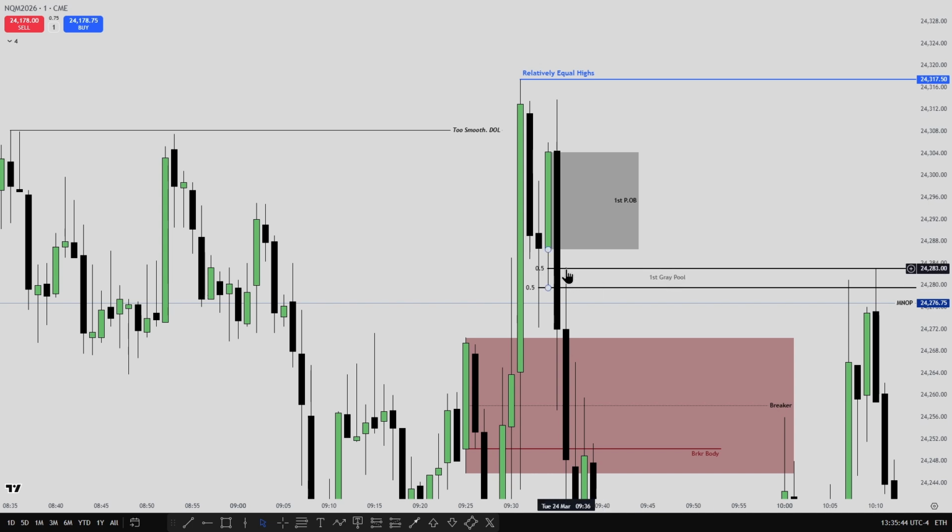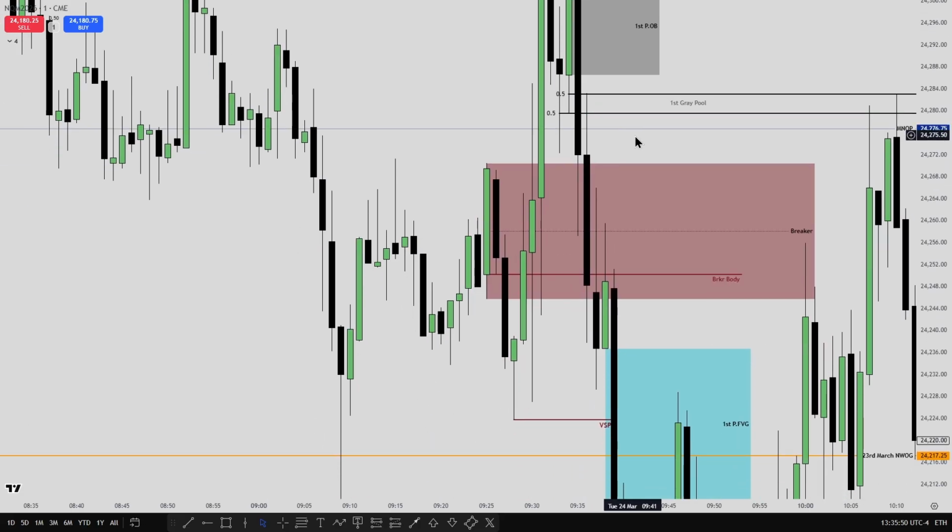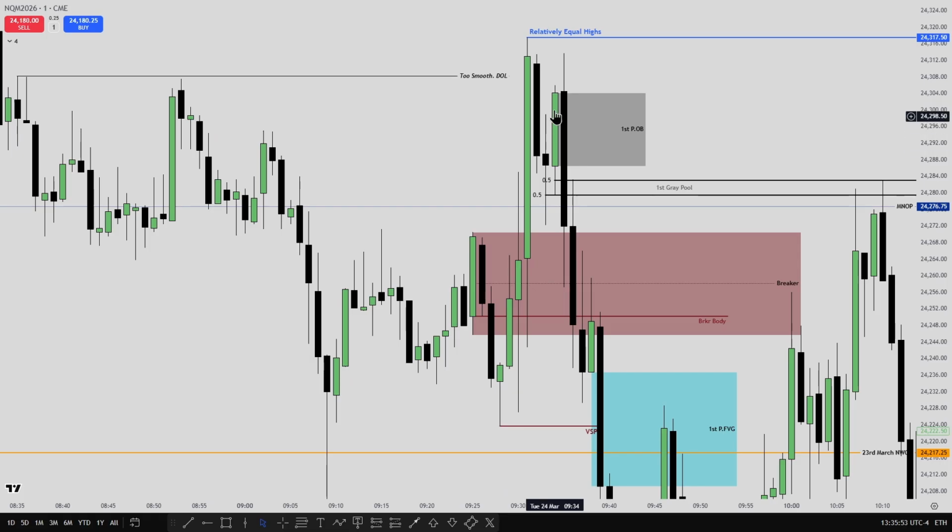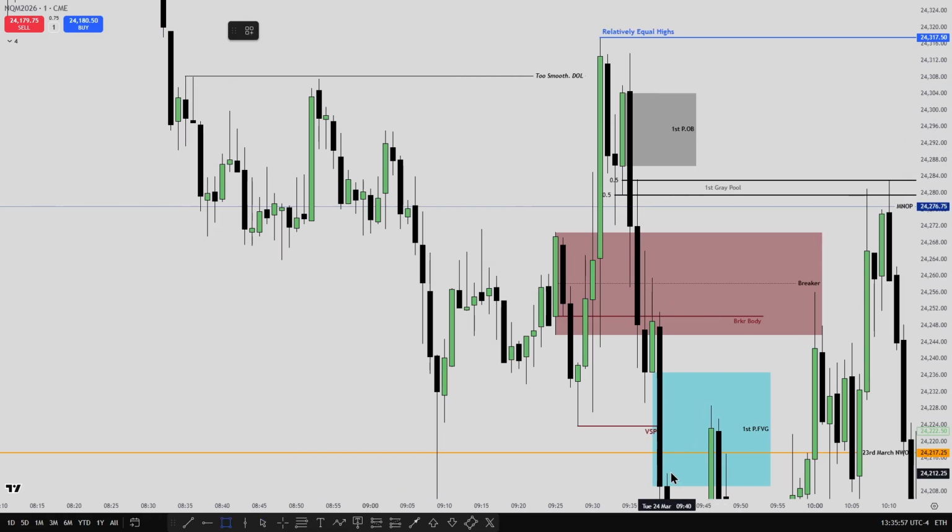It rejects off of the consequent encroachment level here, which is the top of this grey pool, and then it immediately rejects. So that's a form of immediate rebalance. It leaves this whole area here now. Why can we be so convicted in the fact that this should trade lower into the value support point and into the sell side liquidity? This is a balanced price range now. It shouldn't return into this at all because, look at this.